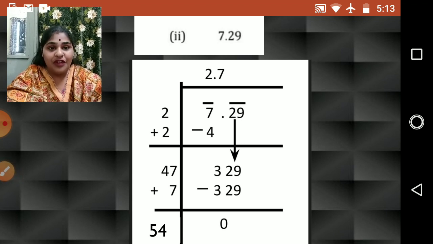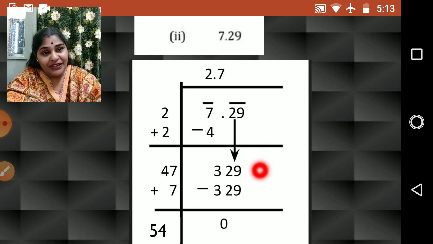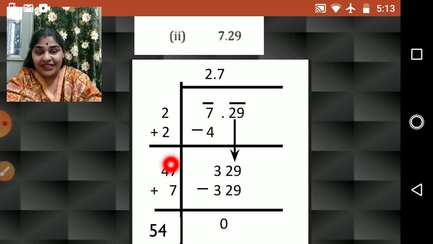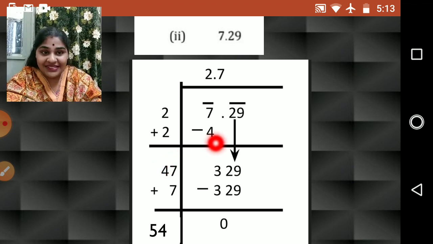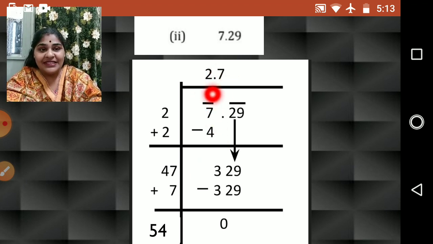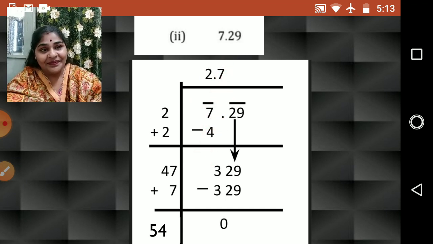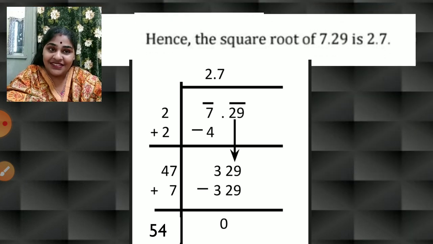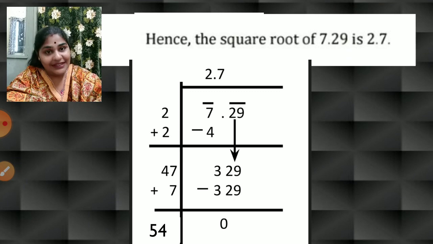So here now 47 into 7 is 329. So 329 minus 329 is 0. Remainder as you get 0, but this side don't stop over here. You will add the same number, that is 47 plus 7 is 54. And if you remove this decimal, 27 into 2 is 54. Like that you can cross check. So at the end you will write, hence the square root of 7.29 is 2.7.